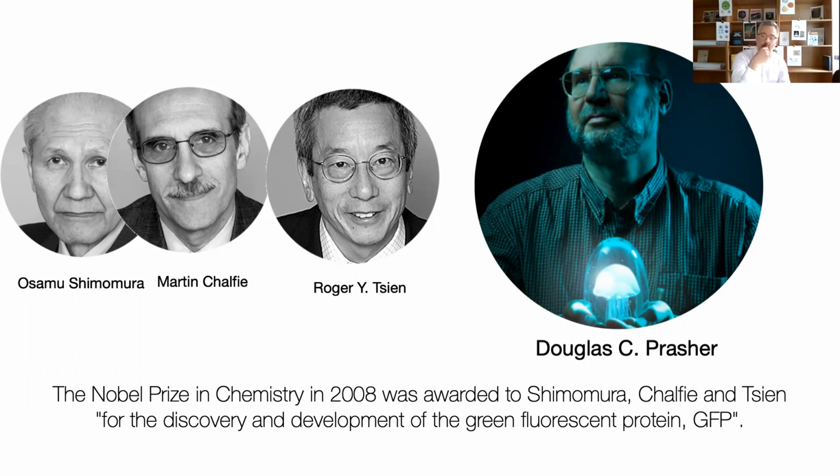Now, the question is, why did Roger Tsien and Martin Chalfie get the prize? Well, Douglas Prasher, when he closed his lab at Woods Hole and knew he was not going to do more research on GFP, did something very interesting. He filled two vials with the gene that he discovered, and he sent it to the only people who showed any interest in his research at that time, which was Martin Chalfie and Roger Tsien. He sent them the gene.